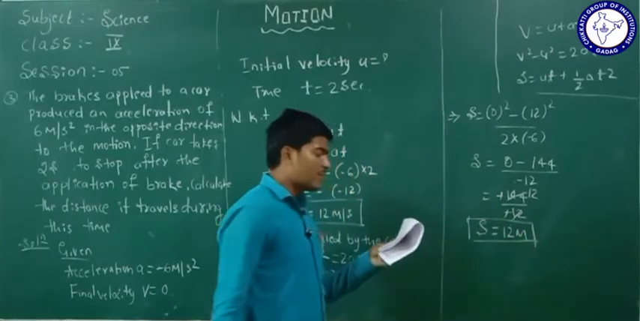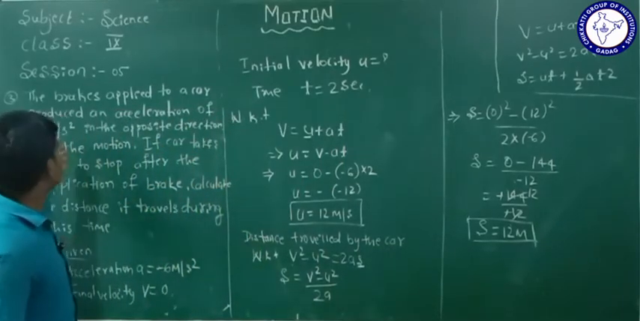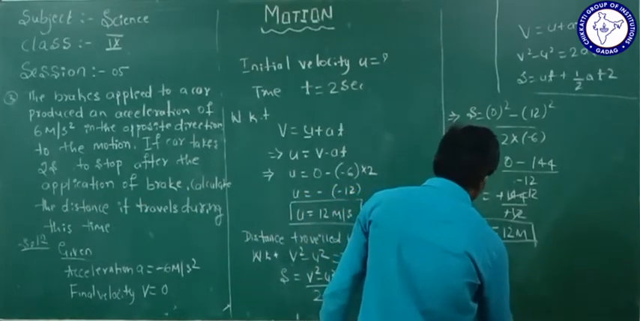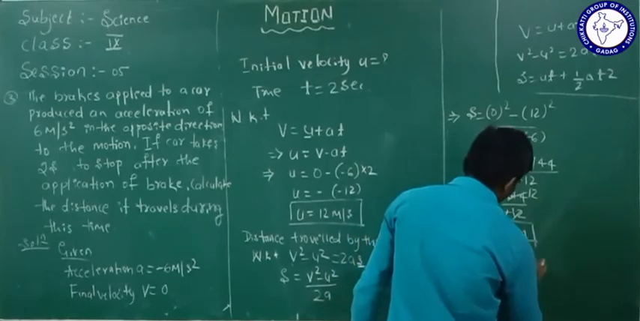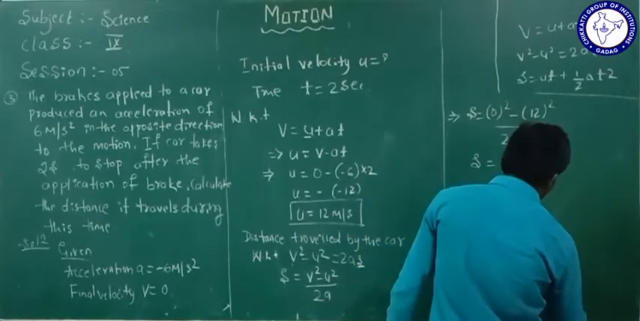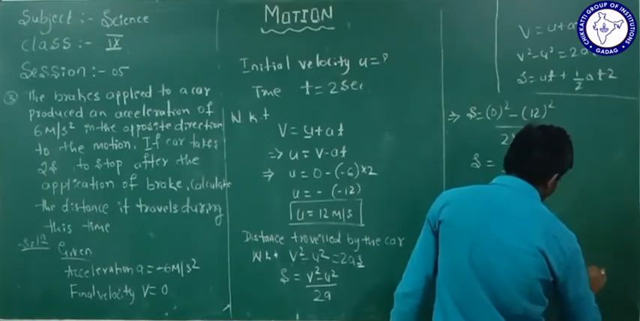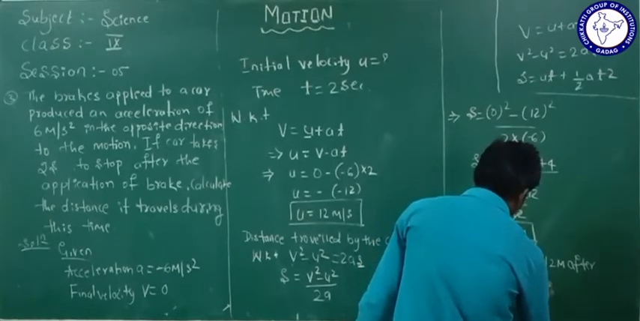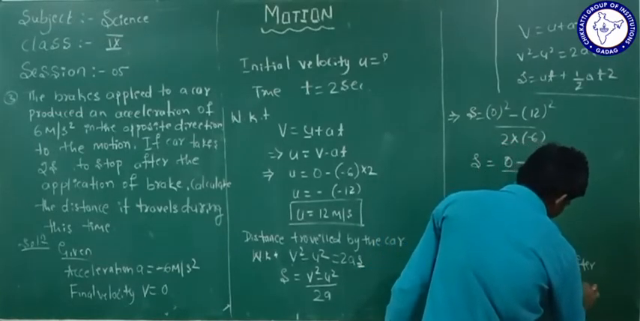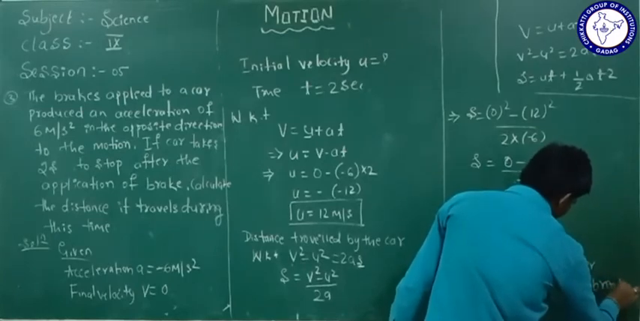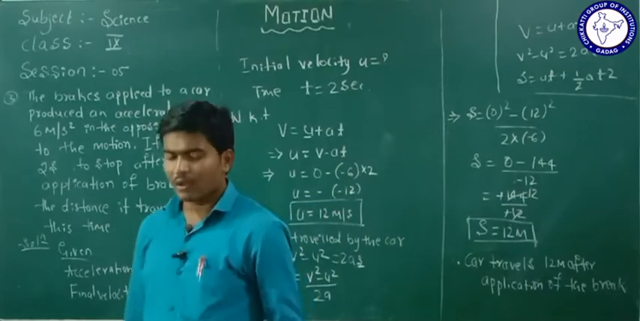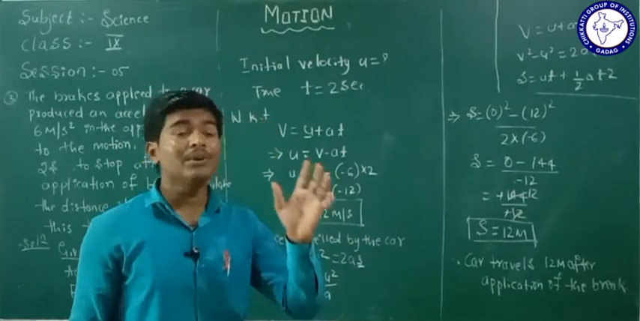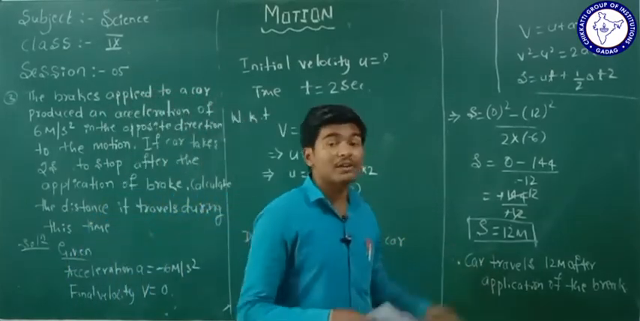The distance travelled by the car in that given time after the application of the brake is 12 meter. Therefore, write down here, car travels 12 meter after application of the brake. So see here, when a moving car applies the brake, after application of the brake, the car comes to rest after 2 seconds. About it travels 12 meter.